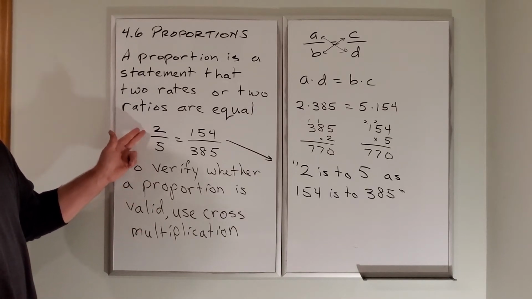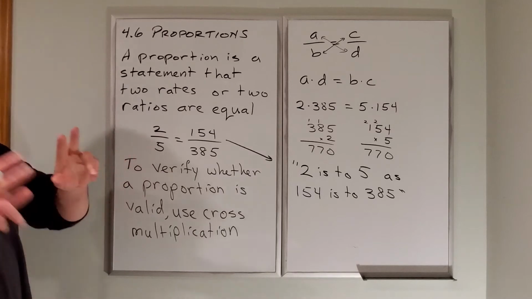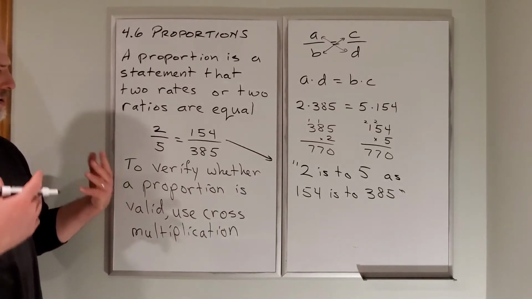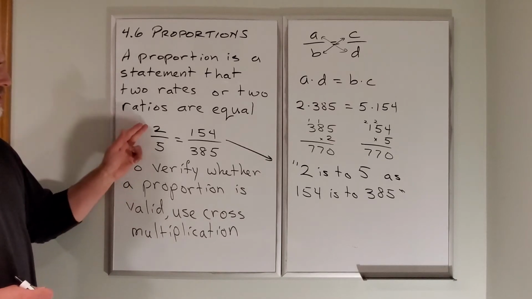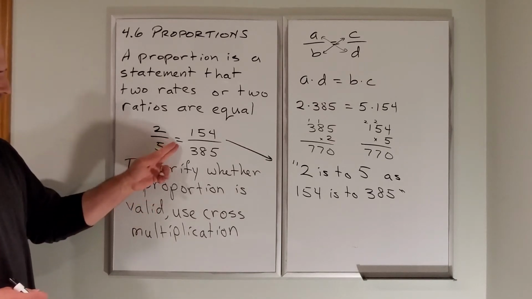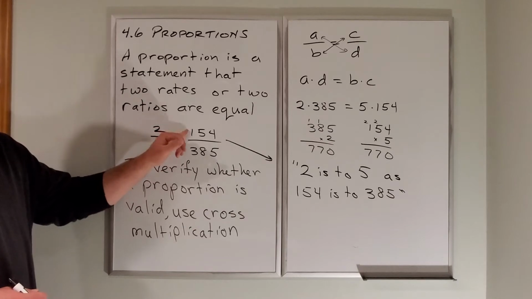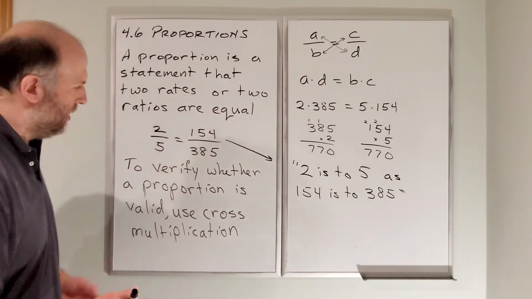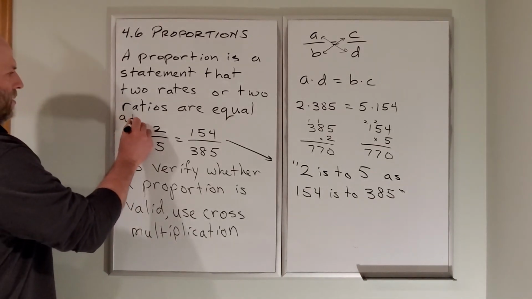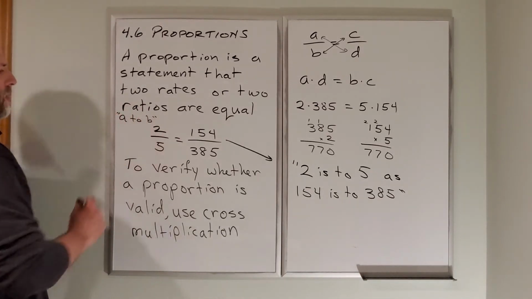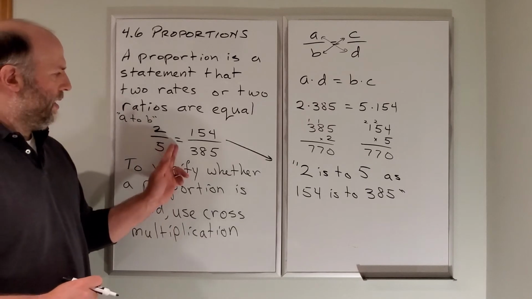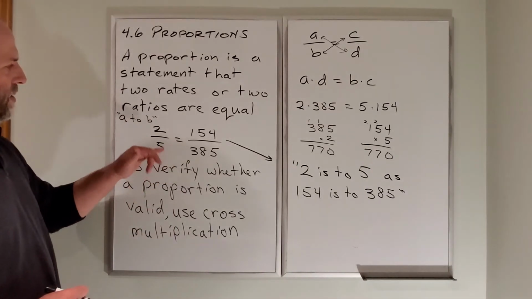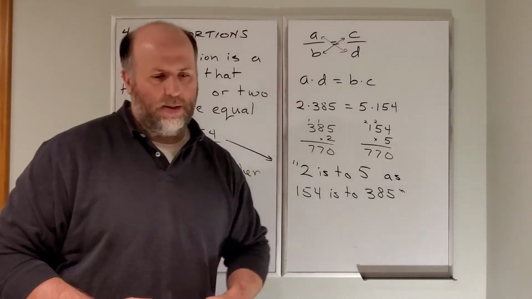So 2 is to 5. So using the word 'to' in the middle to describe the ratio here. 2 is to 5 as, which basically means equals, 154 is to 385. So essentially you use the A to B phrasing for your ratio or rate, and replace the equal sign with 'as'. So A is to B as C is to D. Okay.